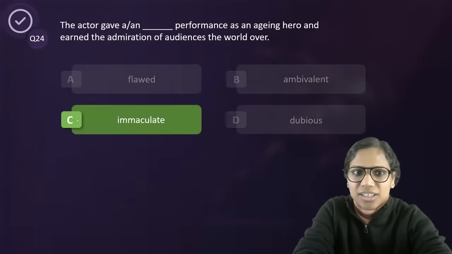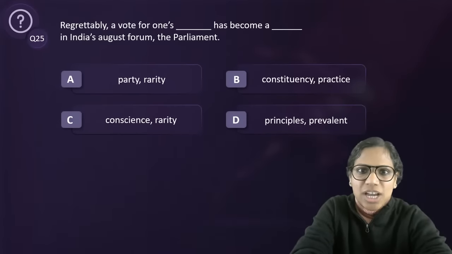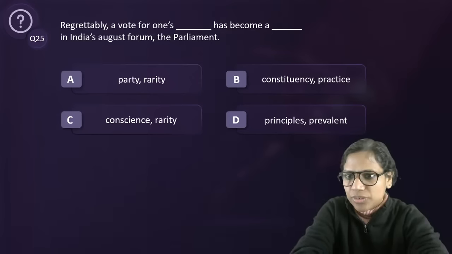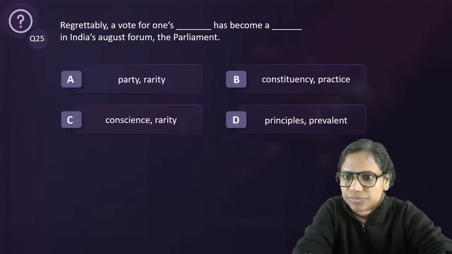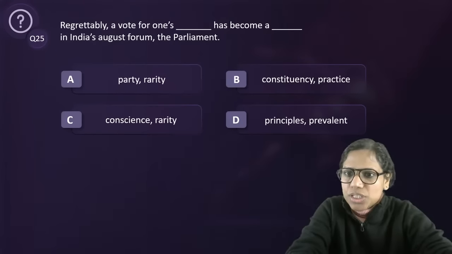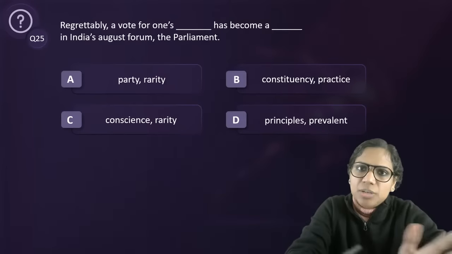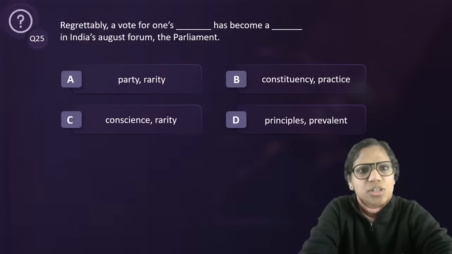Okay, all right. 25. Let's see. We have two blanks now. How to understand the 1,000 words? See, you just have to look at their meaning, see how they are used in a sentence. That's how you understand words. Just look at their usage once. Look at how they're used in a sentence.